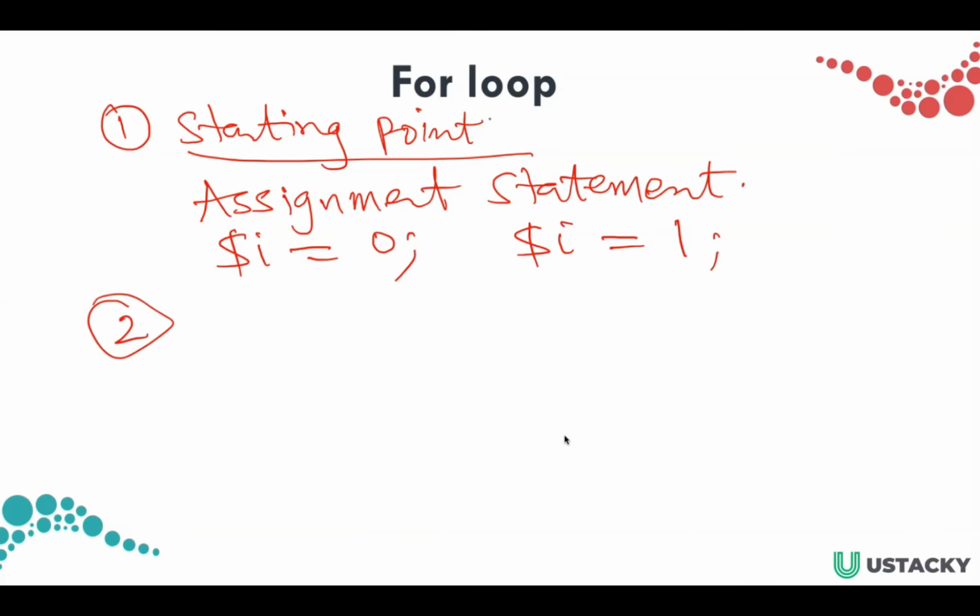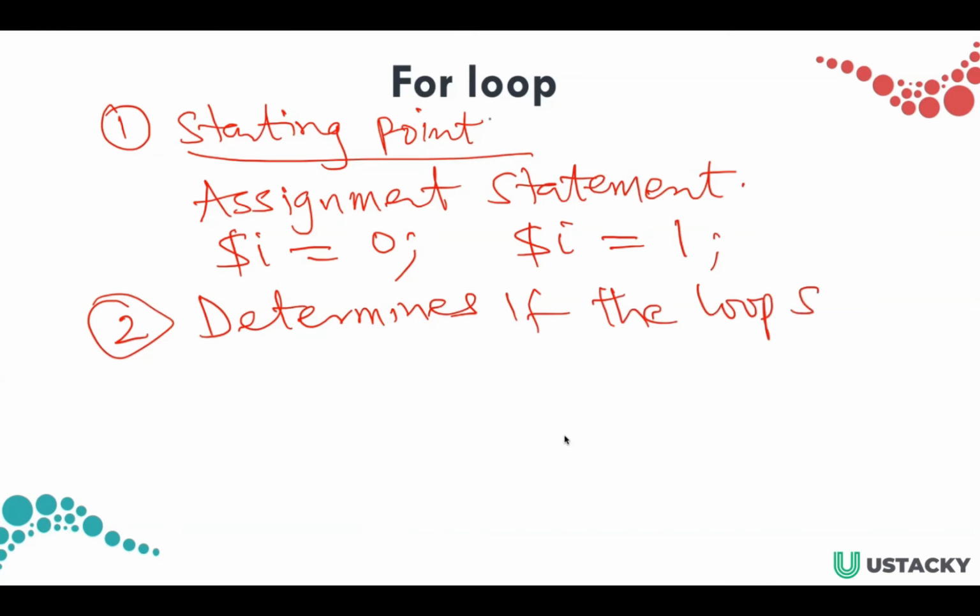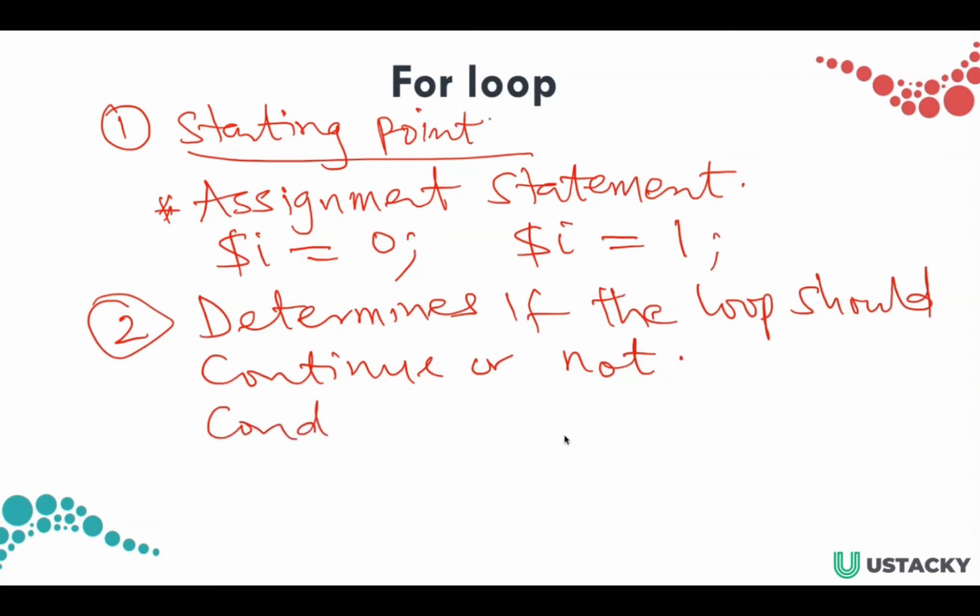The second component, it determines if the loop should continue or not. And this is actually a conditional statement. The starting point is an assignment statement. For the second component, it has to be a conditional statement. That is, it is either true or false.